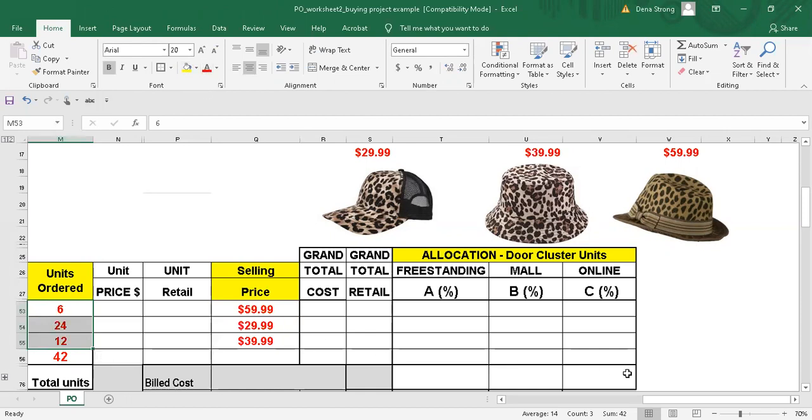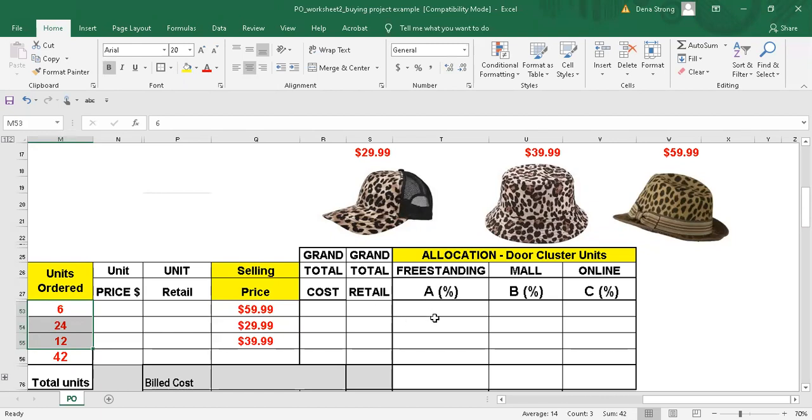So these are the 3 components that you will need in order to effectively allocate your units. You need to look at the style of the hat that you purchased, the silhouette. You need to look at the units you ordered per hat. And you also need to look at the selling price of the hat. So now we're ready to allocate our units. For this part of the project, you're going to analyze your units manually.